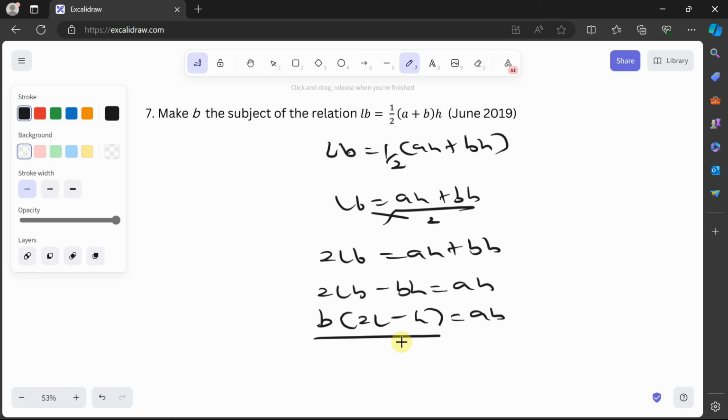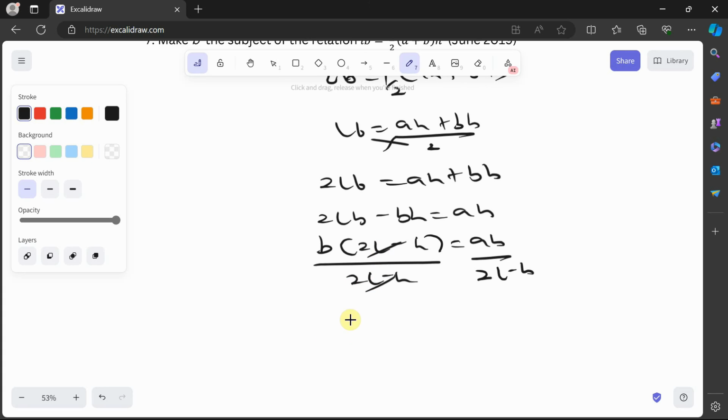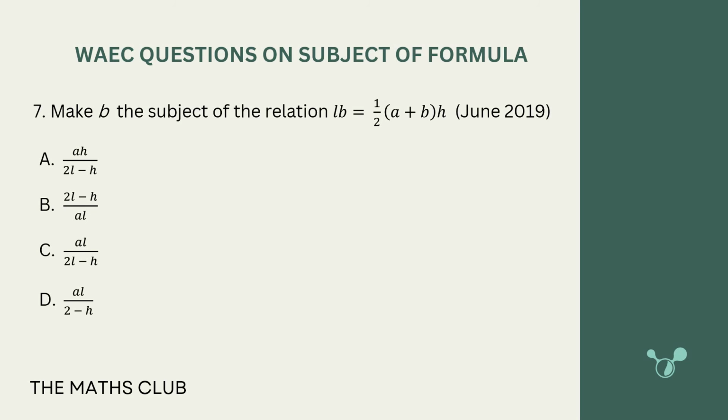So if I divide both sides by 2L minus h, my b should be able to stand alone. This will cancel this, so my b is equal to ah all over 2L minus h. So this is h. Even myself, I was almost confused by my handwriting. So our b is equal to ah all over 2L minus h. Let's see if we're correct. So that should be option A.